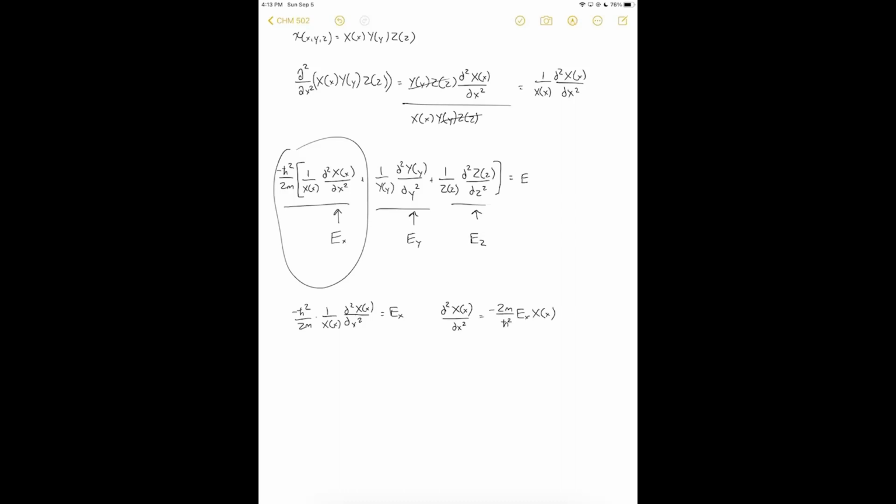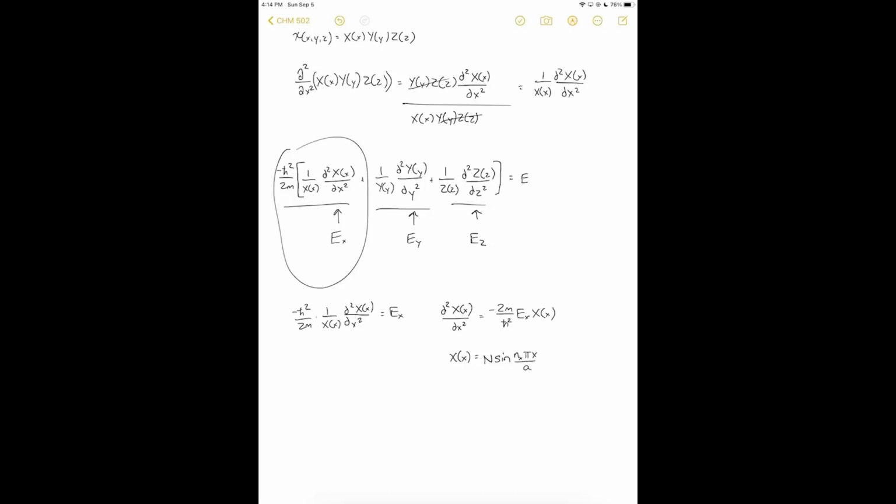Now, hopefully, it hasn't been too long and you can recognize that this is the exact same problem that we had for the one-dimensional particle in a box. And that means it has the exact same solution. So the solution to this problem is, in fact, X of x is equal to some normalization constant times sine of n_x pi x over a.